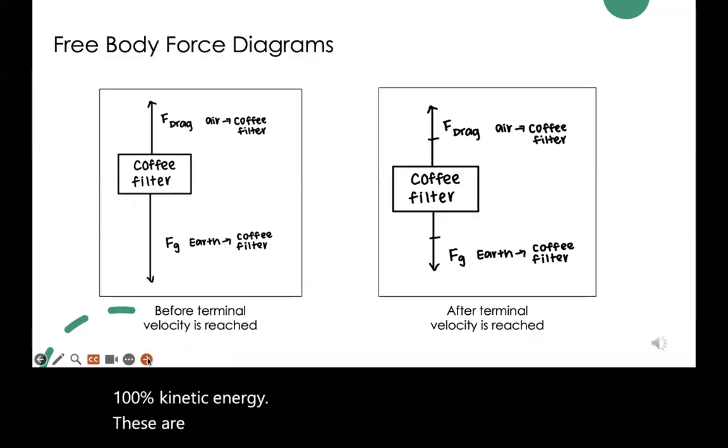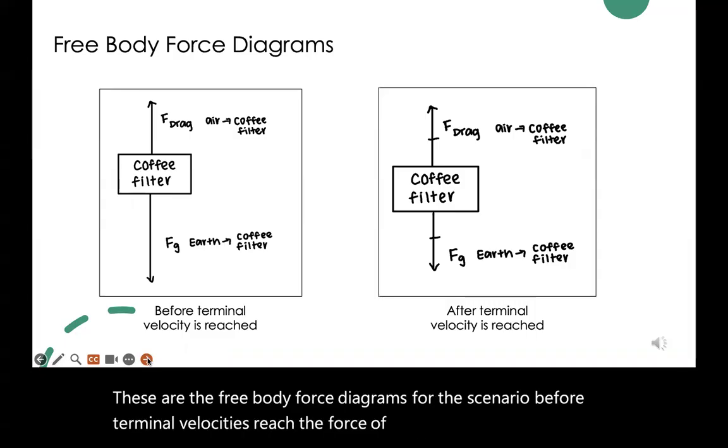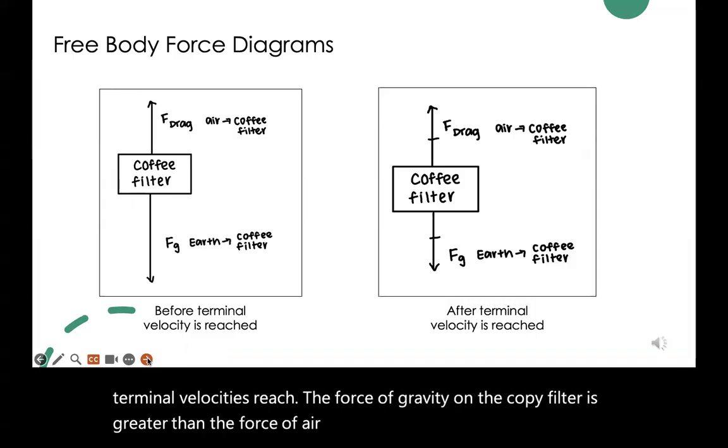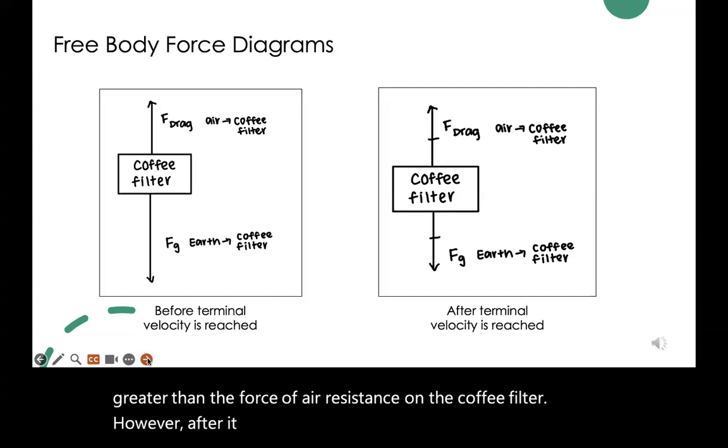These are the free body force diagrams for this scenario. Before terminal velocity is reached, the force of gravity on the coffee filter is greater than the force of air resistance on the coffee filter. However, after it reaches its terminal velocity, these forces are equal.